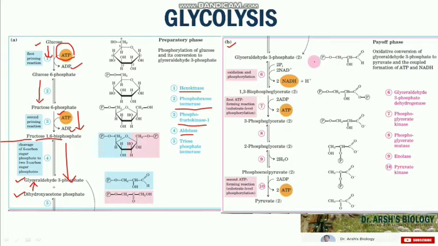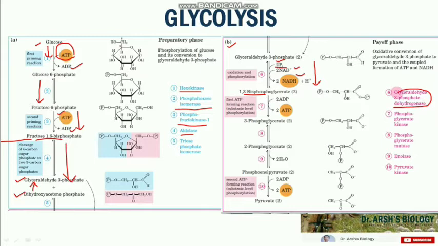Now coming to the third stage, the first reaction of the third stage is glyceraldehyde 3-phosphate being oxidatively phosphorylated into 1,3-bisphosphoglycerate, where 2 NAD+ molecules will be reduced to 2 NADH + H+, and 2 orthophosphate will be utilized. This is done by the enzyme glyceraldehyde 3-phosphate dehydrogenase.